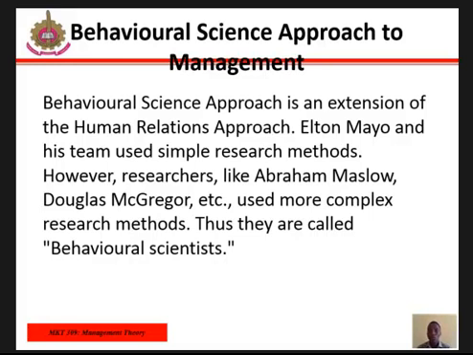Behavioral scientists brought two new aspects to the study of management. 1. They gave a more complex view of human beings and their needs and motives. For example, Abraham Maslow gave importance to the self-actualization needs of human beings. 2. They used the scientific method to study group behavior in organizations.